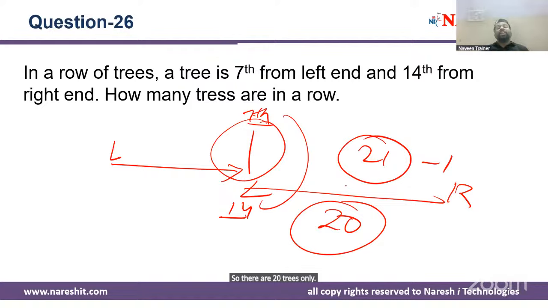So what is the shortcut? Sum up the position from the left hand plus the position from the right hand, and from the total subtract 1. Because at both 7th and 14th, they're talking about the same tree. That means they're repeating the position two times. From the total, subtract 1.